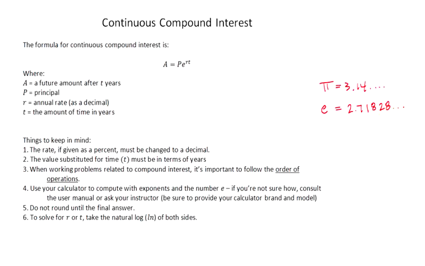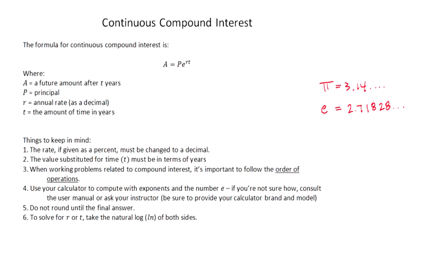It's best, though, to use your calculator to compute with E. You'll get the most accurate answer that way. And so things to keep in mind as you're using the continuous compound interest formula, point number 4 here is I suggest that you use your calculator to compute with exponents and the number E. And if you're not sure how, you can consult the user manual for your calculator or ask your instructor. If you let your instructor know the calculator brand and model, they can tell you the keystrokes that you need to use in order to calculate with exponents and with E.